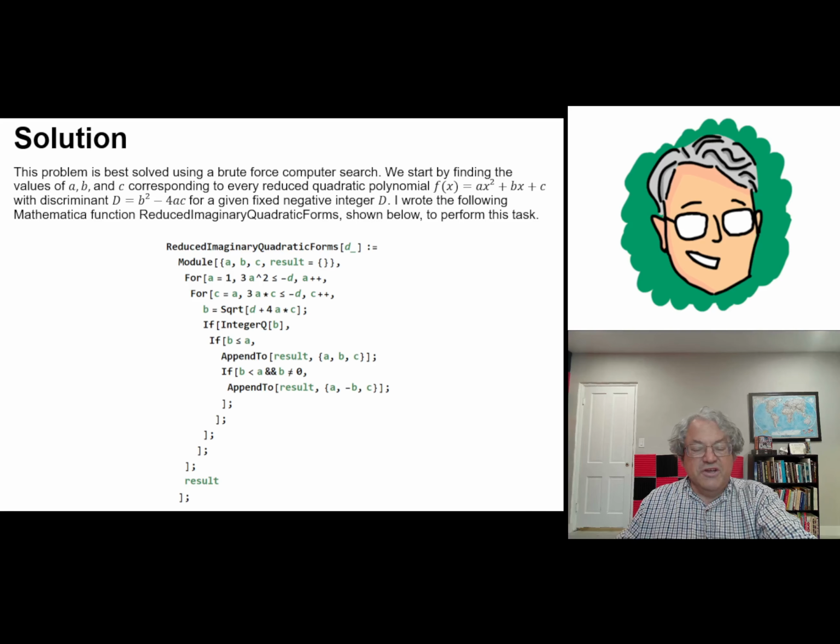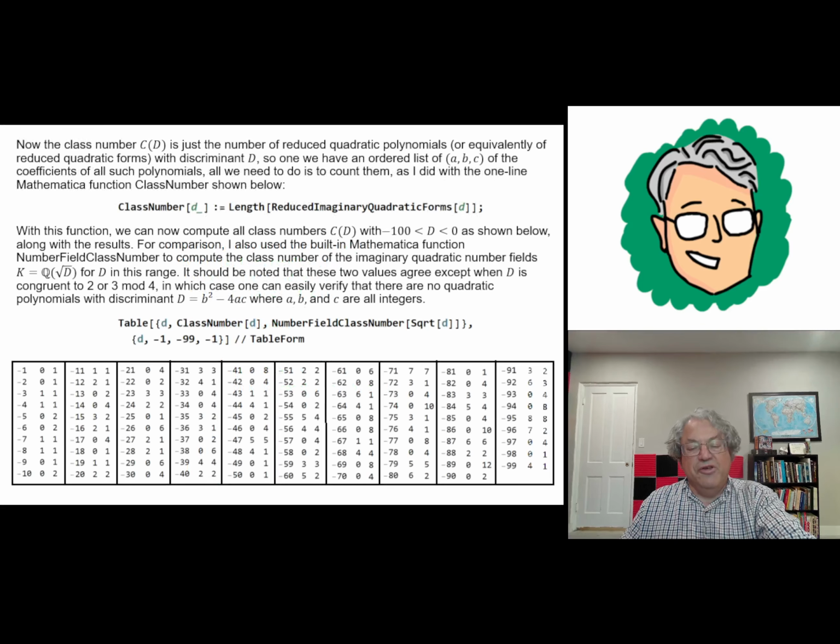Anyway, that's the first step. That's the first thing you have to do. But once you've done that, you just run this. There's a one line function you can write called class number of D. It just counts the number of reduced imaginary quadratic forms of discriminant D. So we really did the hard part already.